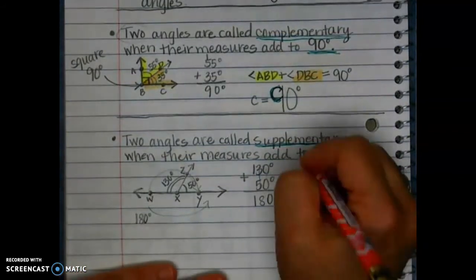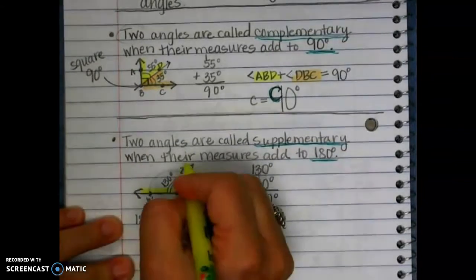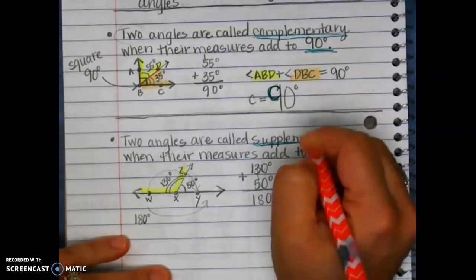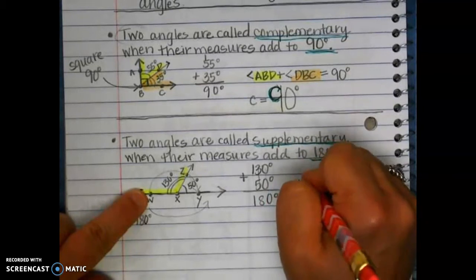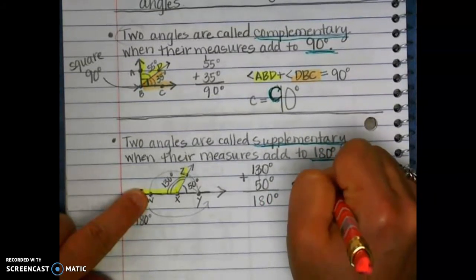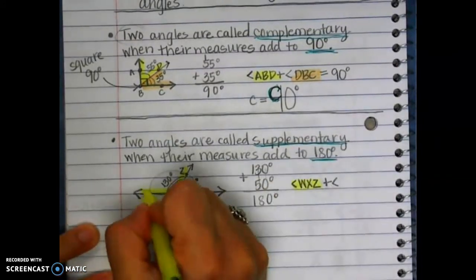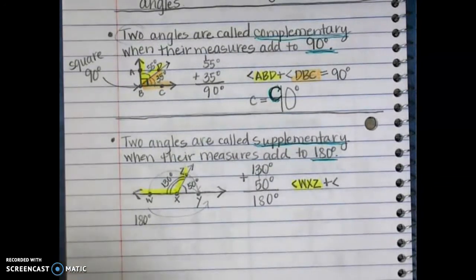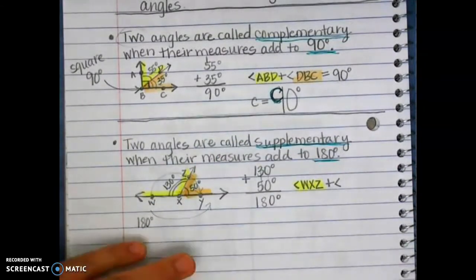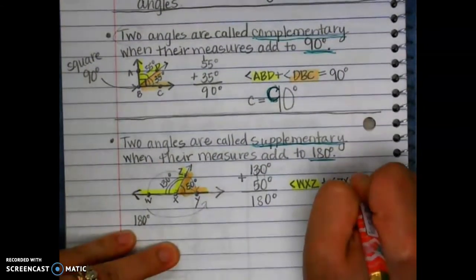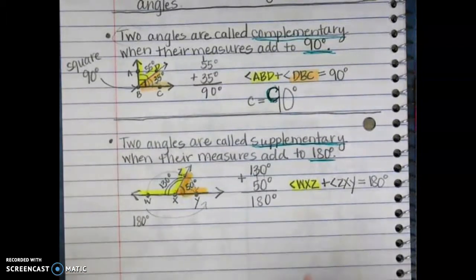Okay, so what I'm going to do now is I'm going to show you like I did up here with the two different colors. I'm going to start off with my yellow, okay, and I'm going to say that angle WXZ, when added to, let me highlight this yellow, WXZ, and that's this WXZ. When added to, let's do ZXY, angle ZXY will equal 180 degrees. So let me highlight this orange for you.